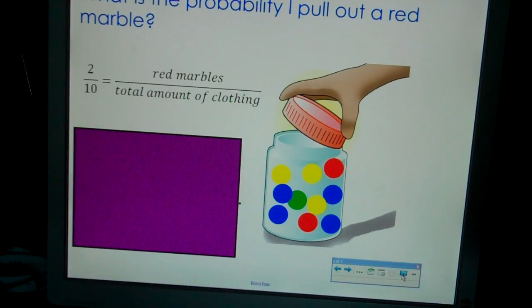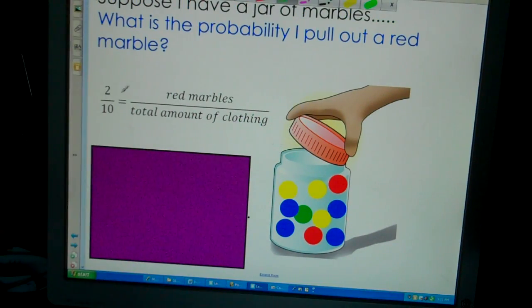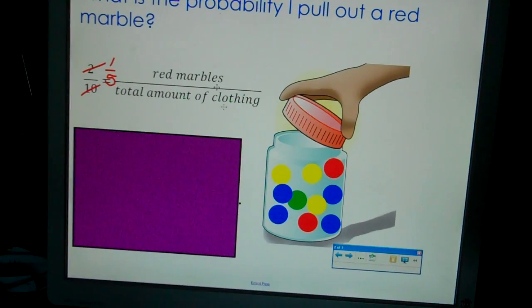However, what did I tell you to do with those fractions? Reduce them if you can. So that would become 1 out of 5. All right? So that would be our probability. Is this probability theoretical or experimental?